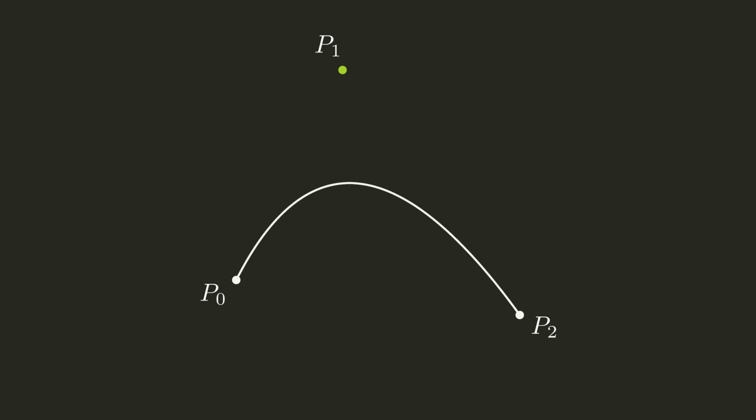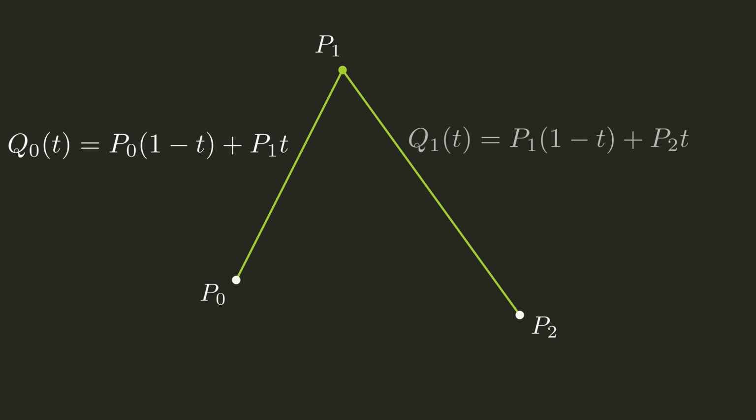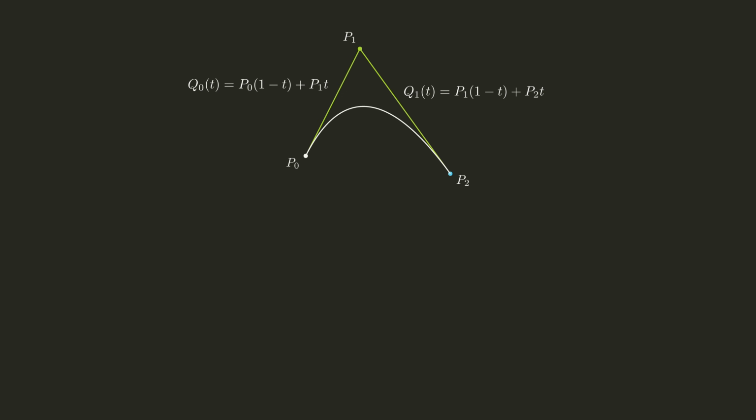Well, let's draw two straight lines, one from P0 to P1 and the other from P1 to P2. We know that we can create an equation P of t for P0 to P1 and for P1 to P2. Let's call these lines Q0 and Q1. What if we just draw a third line from Q0 to Q1 and we create an equation to interpolate between them? Well, we can use the same equation as before. P of t equals P1 times t plus P0 times 1 minus t.